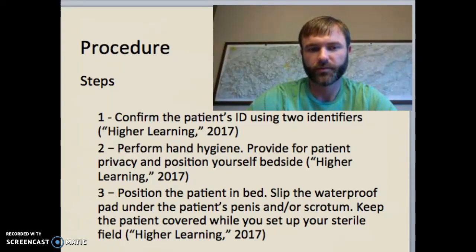Number 1, confirm the patient's ID using 2 identifiers. Number 2, perform hand hygiene. Close the curtain to provide for patient privacy and stand on the patient's right side if you are right-handed, or the left side of the bed if you are left-handed.